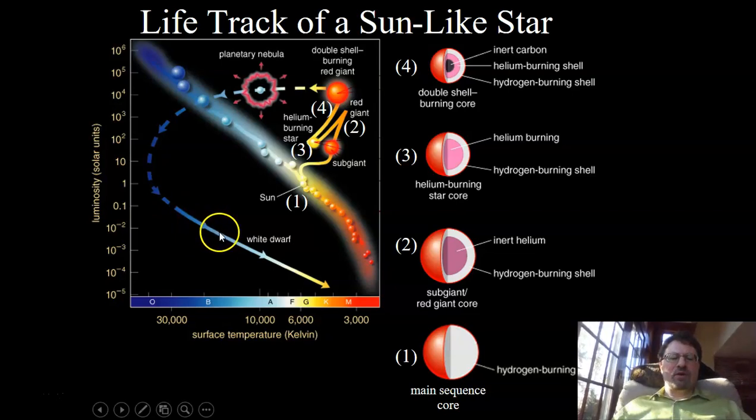Over time, those white dwarfs get dimmer and dimmer as they radiate away their energy, and they get cooler and cooler as well. So they move down and to the right on these Hertzsprung-Russell diagrams.